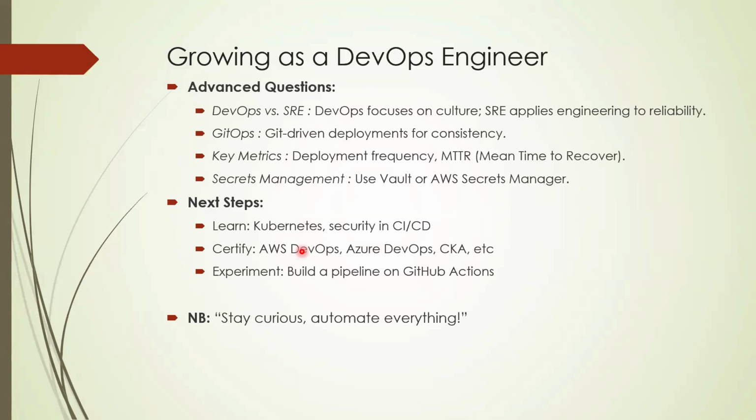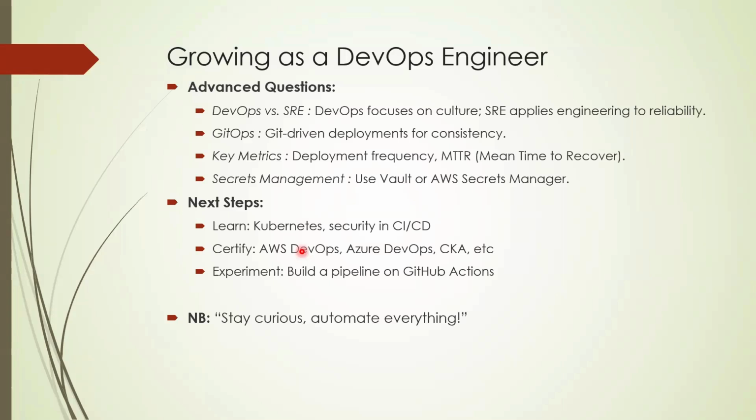I just put the straight answer here. DevOps focuses on culture. Like I said, DevOps engineering is the implementation of the DevOps culture, engineering-wise. SRE applies engineering to reliability. What's GitOps? Git-driven deployments for consistency. You don't just go and run kubectl apply -f to apply a deployment. That's not a good standard, that's bad. Rather, put it in the Git repository and let that repository be pointed to the cluster using a continuous delivery tool, either Argo CD, Spinnaker, or Flux CD. It depends on your use case, and there are so many tools you can use.